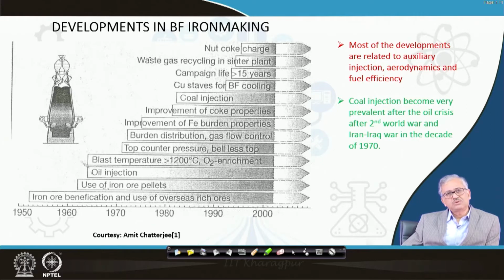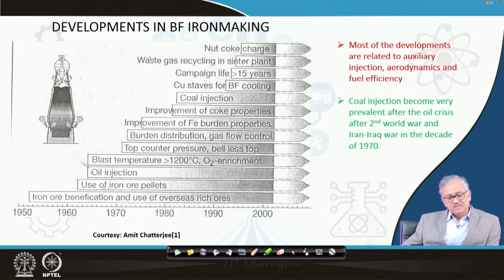So you can reduce the coke rate, and if you can reduce the coke rate, your productivity increases. That is why oil injection came only to increase the productivity. Not only productivity, oil injection also can increase the indirect reduction, because oil is a hydrocarbon, it gives hydrogen also, and hydrogen is a better reductant than coke, than the CO gas. So as a result, it promotes the indirect reduction.